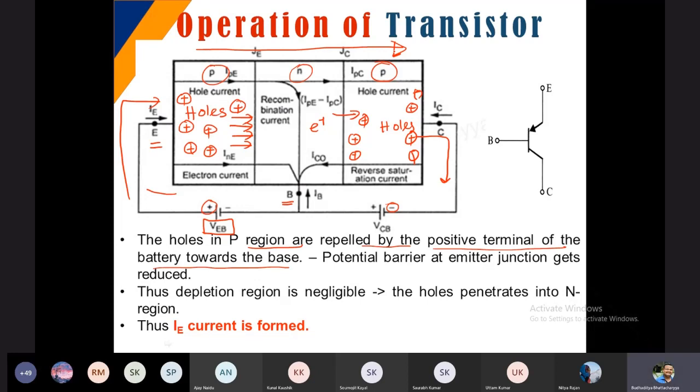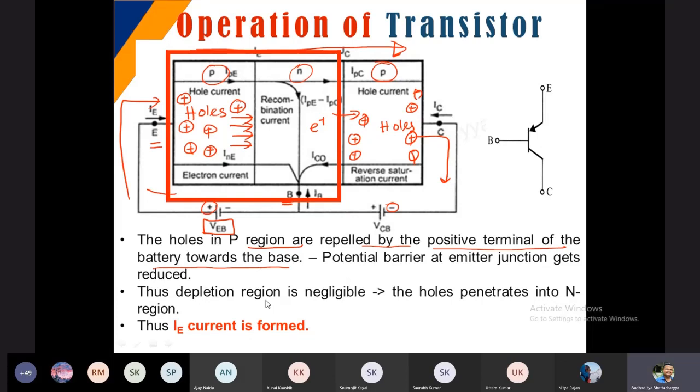But if you observe the hole current like this, the holes are the majority carriers, so based on that we can find out what the current formed is. If I look at this particular segment, the IE current is formed because of this, because we have made the first part of it the positive terminal segment.